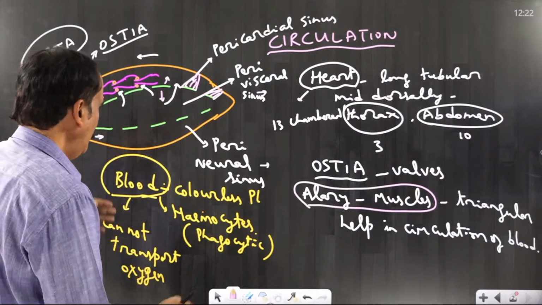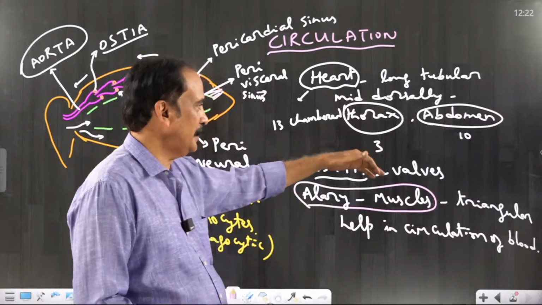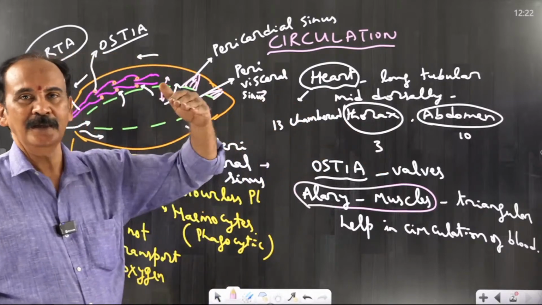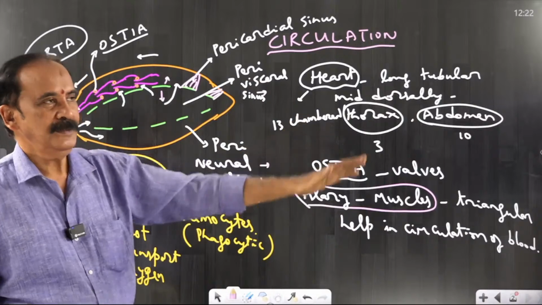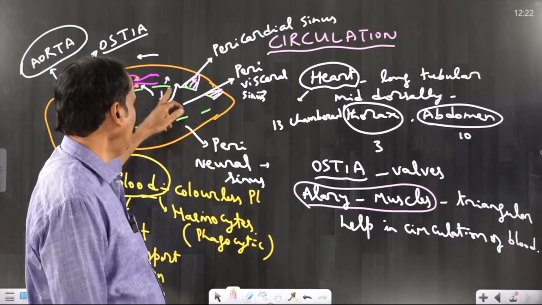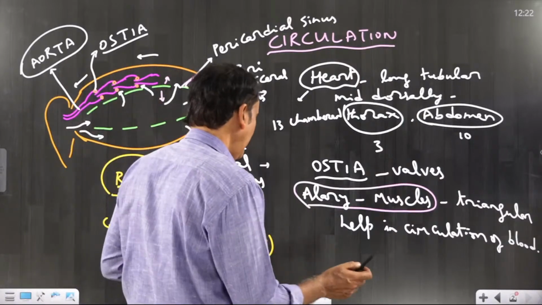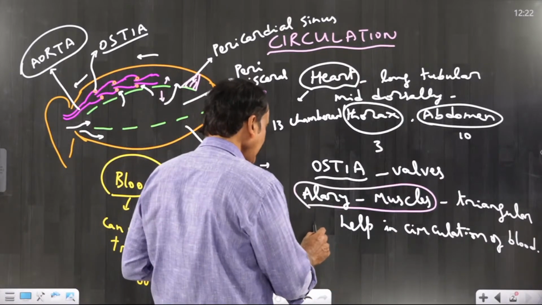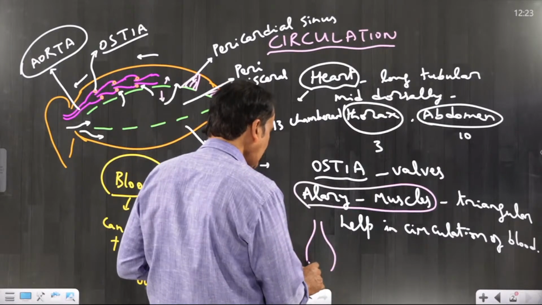And the third is about the heart being located mid-dorsally, right? And it is present just below the terga or the tergite. 3 chambers are there in thorax and 10 in the abdomen. So each heart chamber has a broad anterior end and a narrow posterior end. You can have an idea. Heart is present like this.